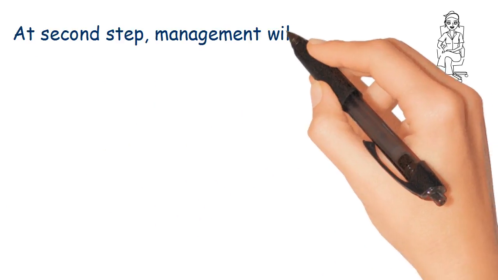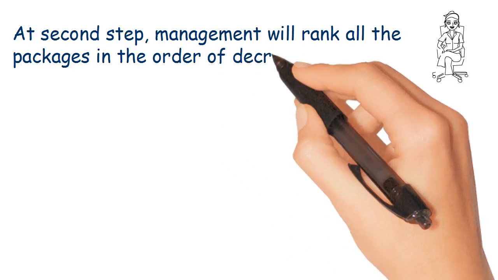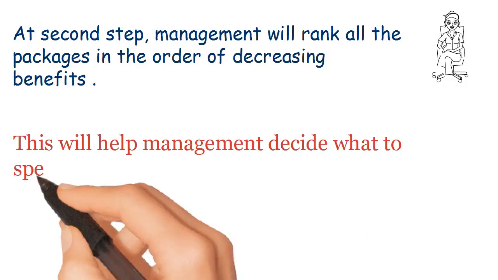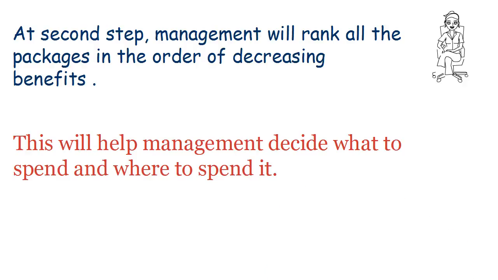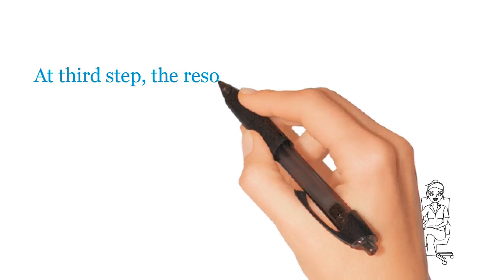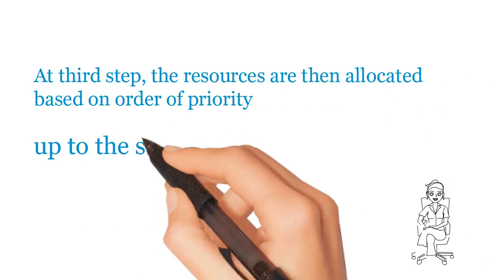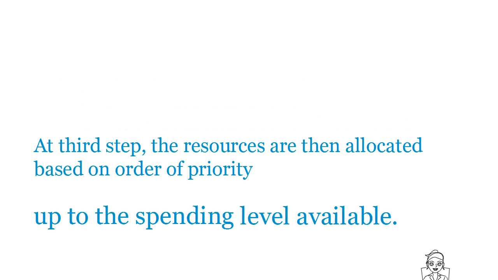At second step, management will rank all the packages in the order of decreasing benefits. This will help management decide what to spend and where to spend it. At third step, the resources are then allocated based on order of priority, up to the spending level available.